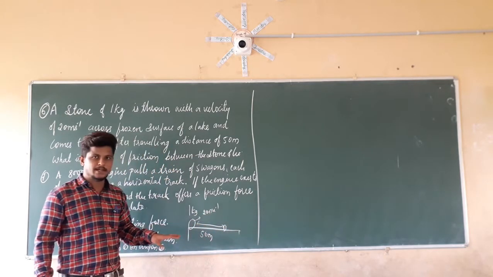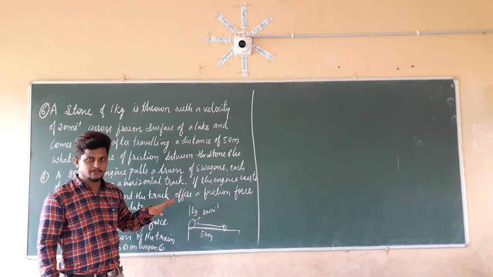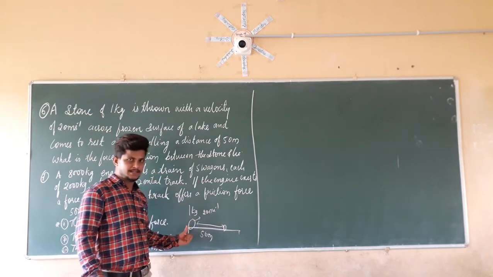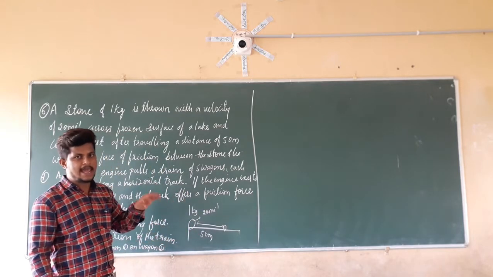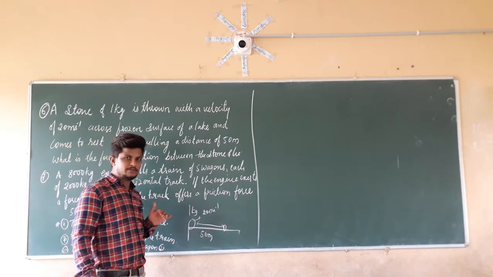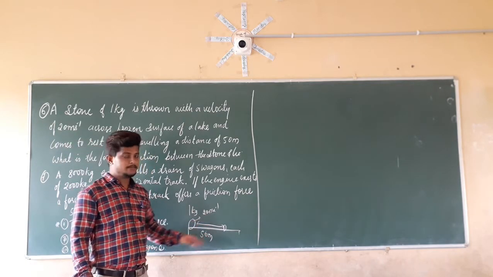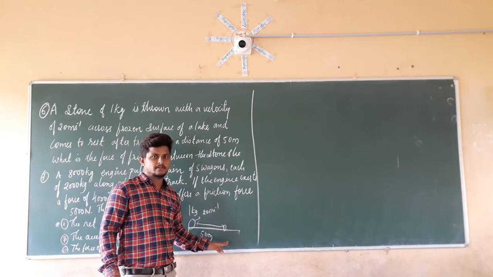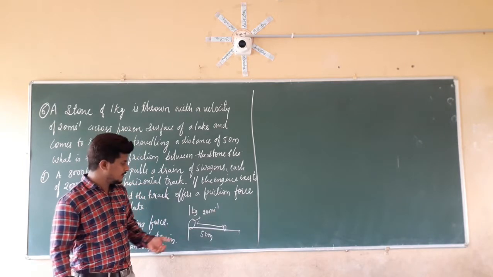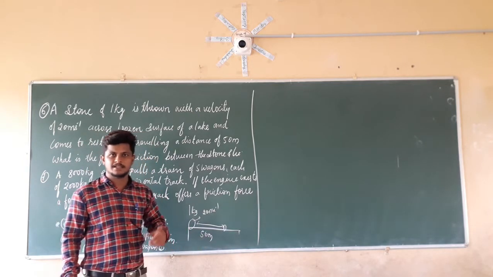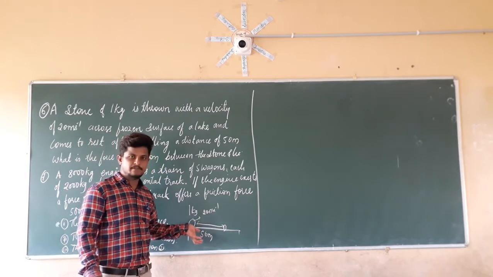So what we have to do here is first find the acceleration, and then find the force which is acting here. How are we going to find the acceleration? If you see the given data, we have the initial velocity and the final velocity, but the time is not given. Acceleration is the rate of change of velocity, and for that we require time also. But in this case, time is not given.